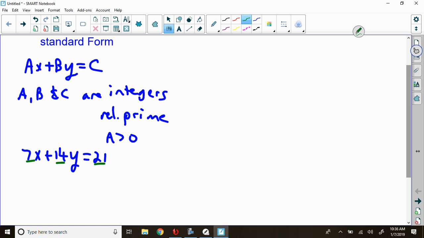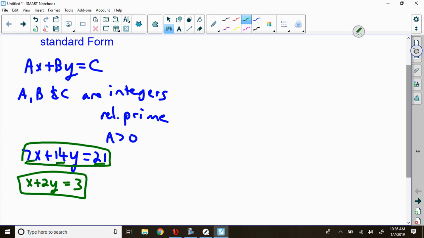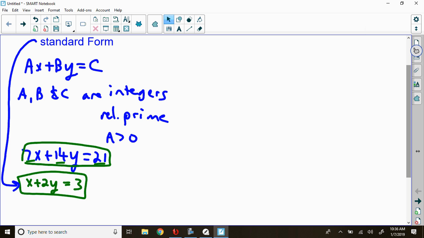So if we divided a 7 out, we would have x plus 2y equals 3. So this equation and this equation are equivalent, but in standard form, this bottom one, x plus 2y equals 3, meets our criterion, okay? So standard form equations are one form that we're going to look at.